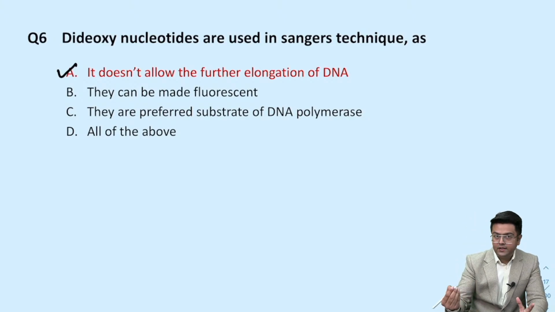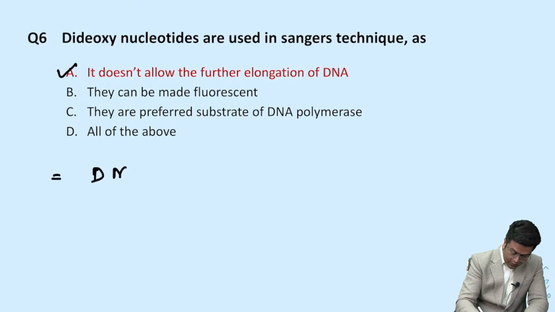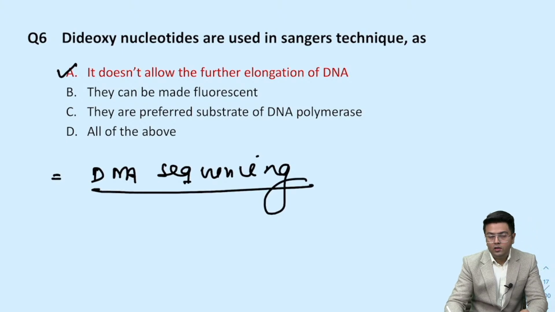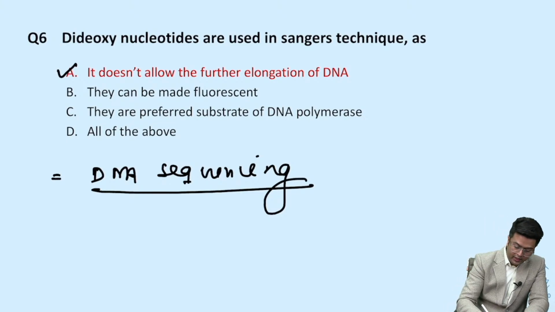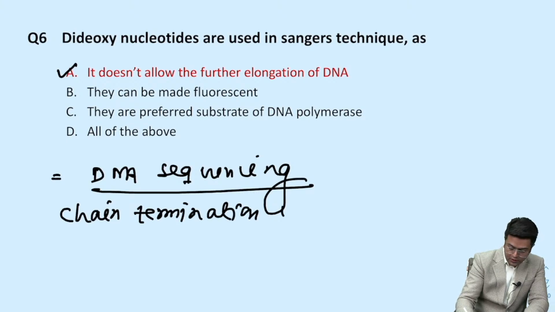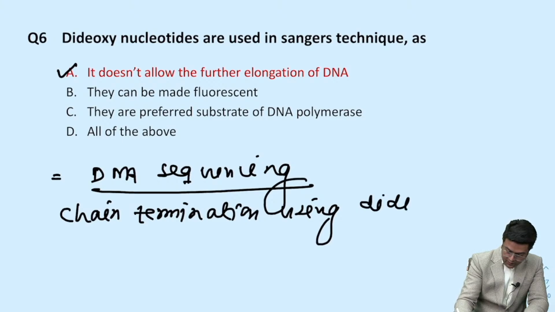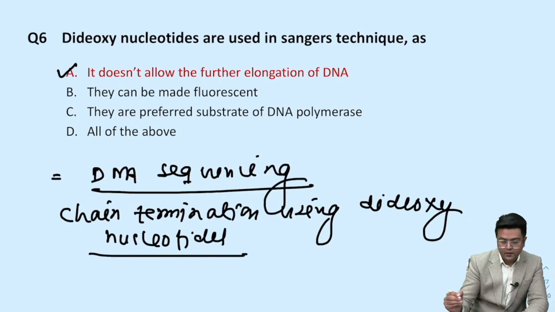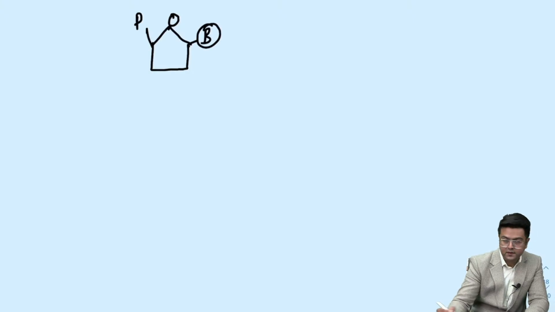So guys, what is Sanger's technique? Sanger's technique is used for DNA sequencing, and this is based on the principle of chain termination using dideoxynucleotides. What is the principle? This is chain termination using the dideoxynucleotides, right? Now guys, we all know one thing, that during DNA replication we use nucleotides which are made of pentose sugar, phosphate, and the B for base, right?